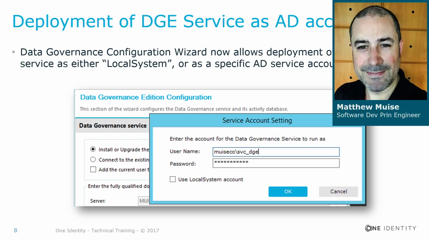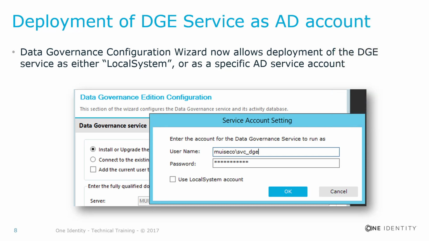So one thing that was always possible in DGE was to allow the running of the data governance service as a specific service account. In fact, if you were using Windows authentication in your connection from the DGE service back to either an identity manager database or to the activity database, then you had to specify an AD service account for that DGE service to run as.